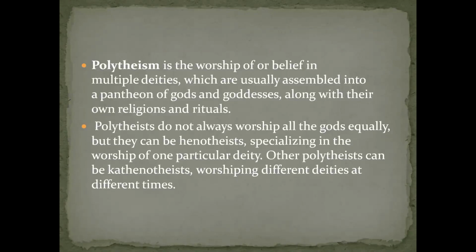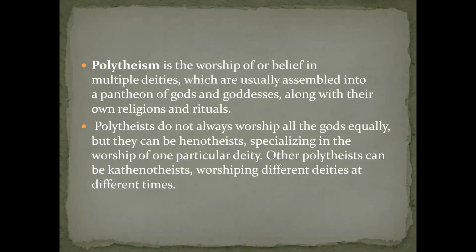Polytheists do not always worship all the gods equally, but they can be henotheists specializing in the worship of one particular deity. Other polytheists can be kathenotheists worshipping different deities at different times. Like when we worship as Hindus, we worship different gods. Maybe during Ram Navami, we worship Ram. During Shivratri, we worship Shiva. So like this, we have a calendar of festivals to appreciate and praise these gods at different times.